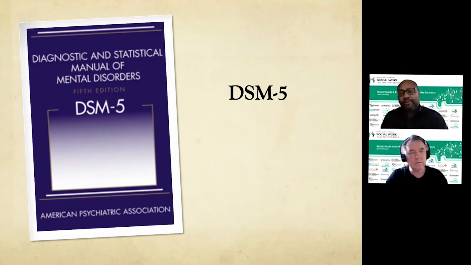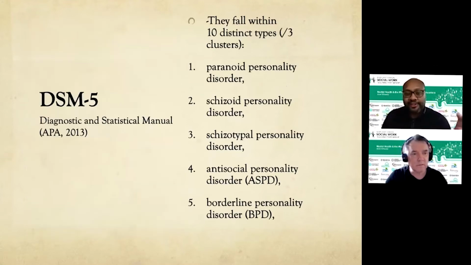But the two main things that we draw from in understanding personality disorders and defining them are the ICD and the DSM. The DSM is on the 5th edition, and this is how it separates personality disorders. It puts them into 3 distinct clusters with 10 distinct types.